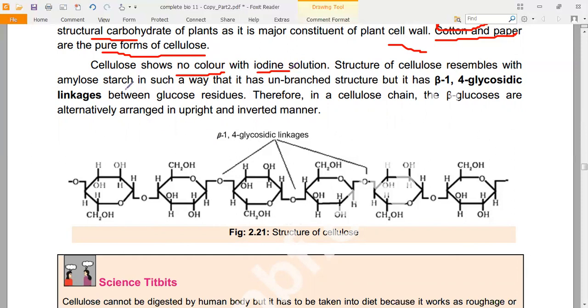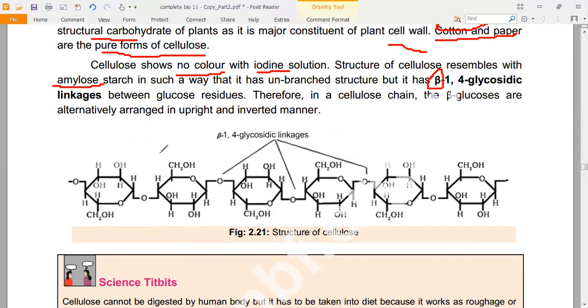If we talk about its structure, it resembles amylose. But what is the difference here? Amylose is unbranched, and this is also unbranched. But the difference is that it has beta glucoses. Due to this slight orientation, a slight change in the position of the hydroxyl group, it has a structure which is very hard and tough.